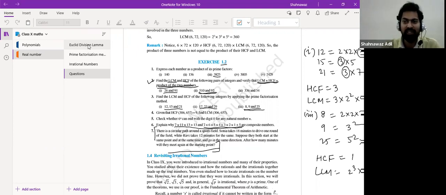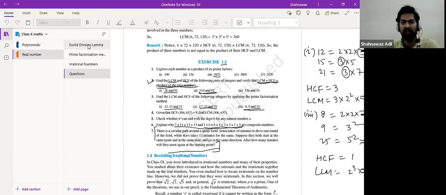Yeah. So this is a proven statement, right? That your dividend is divisor into quotient plus remainder. So Euclid used this statement of division, right? Yes. And gave a lemma. And what was the lemma?